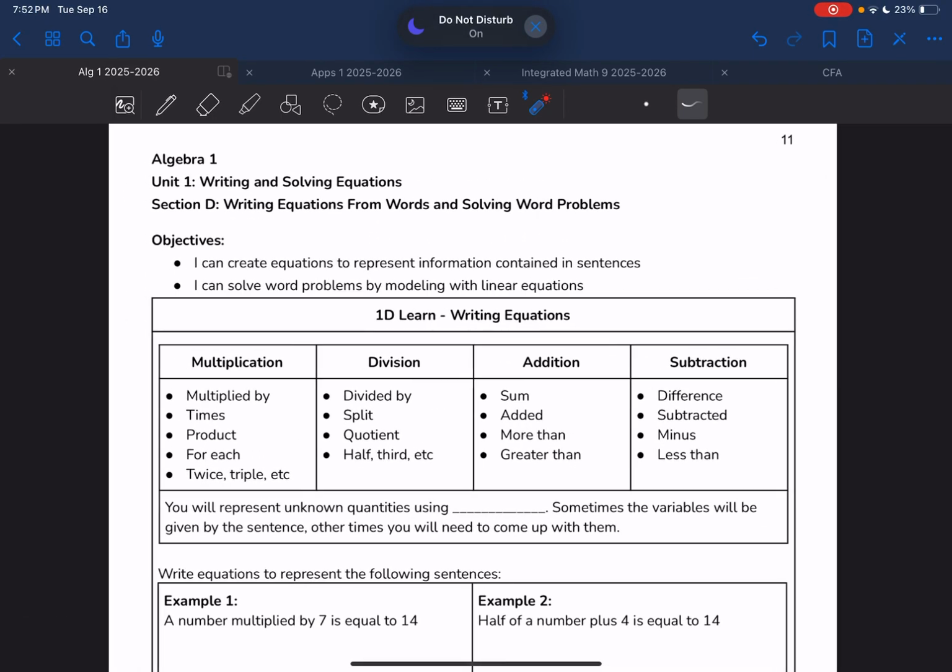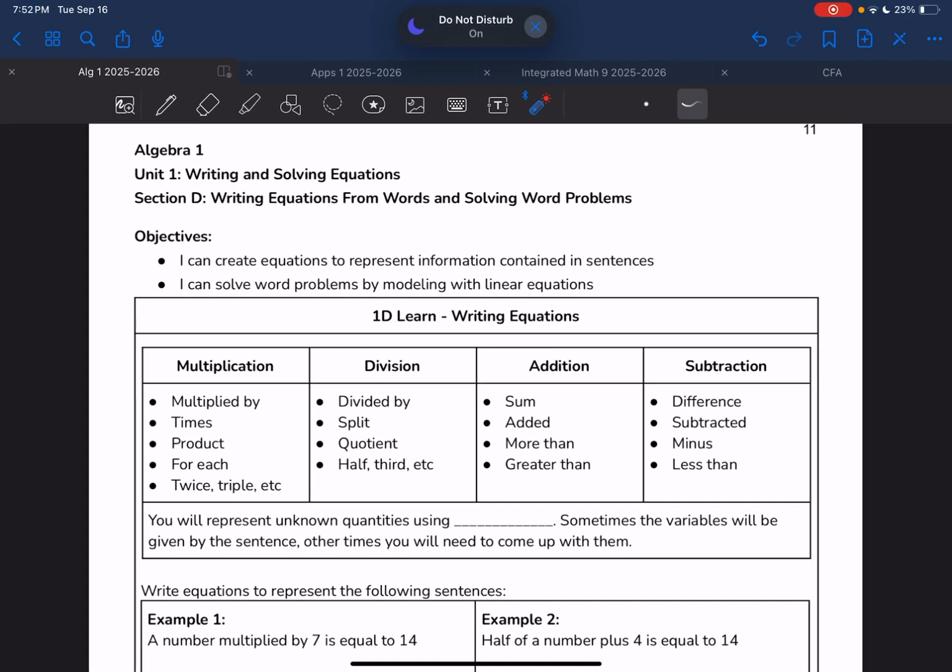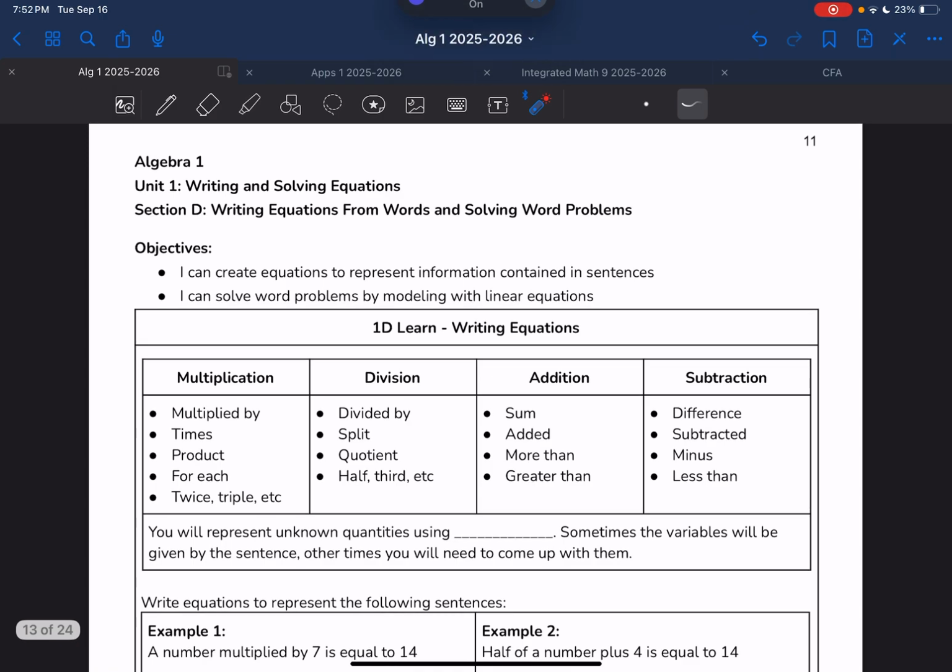All right, in this video, I'll be talking about page 11 of the notes packet. This is where we're going to start writing equations from words. So up at the top, I just put together a list of different words that tell us what operation we're looking at. If you see anything like multiplied by, times, product, for each, twice, triple, etc., anything like that, that cues you into we want to use multiplication.